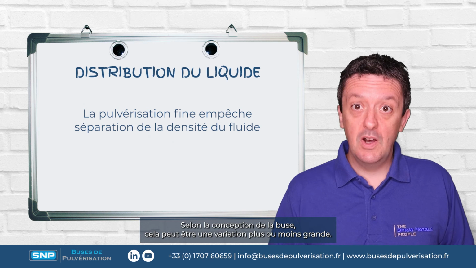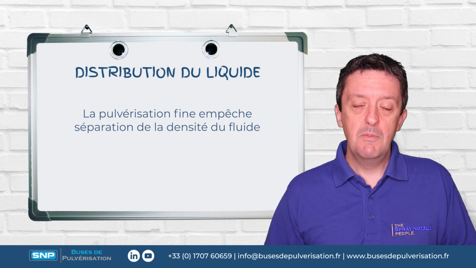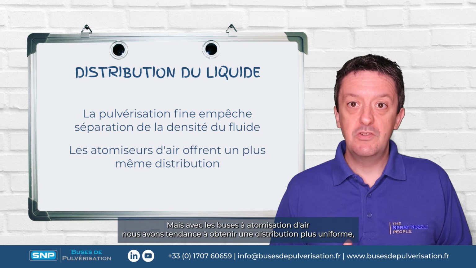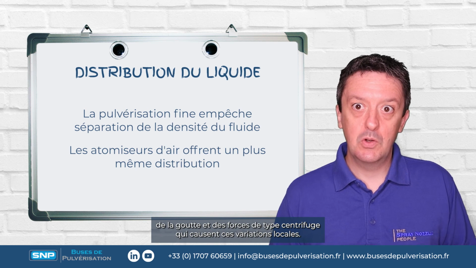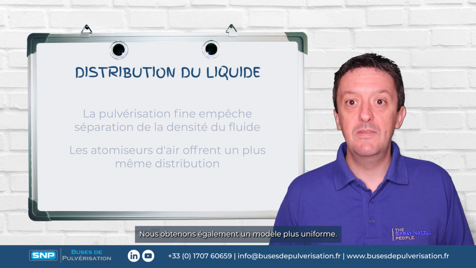Depending on the nozzle design, this can be a bigger or lesser variation. But with air atomizers, we tend to get a more even distribution because it's not purely on the weight of the drop and then centrifugal type forces that cause those local variations. We get a more even pattern as well.